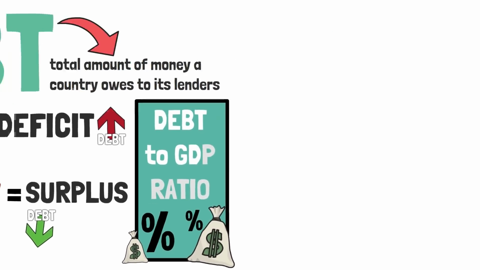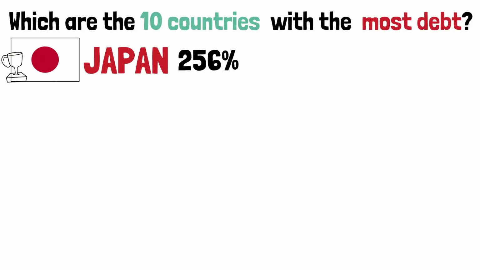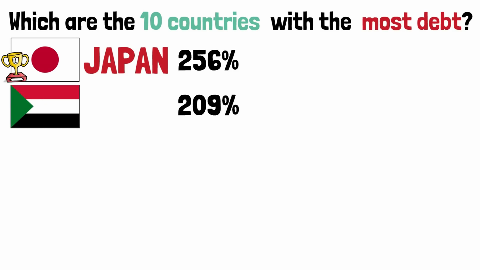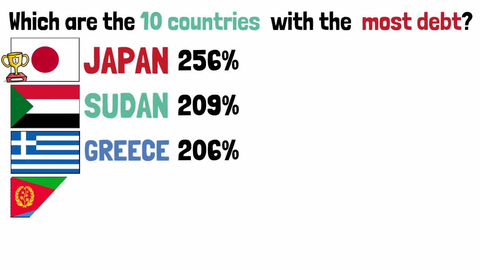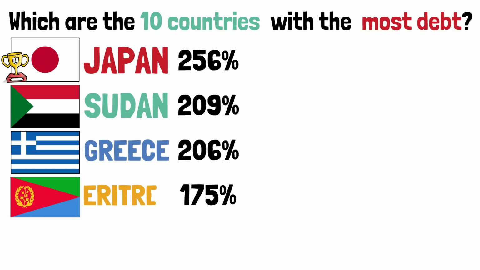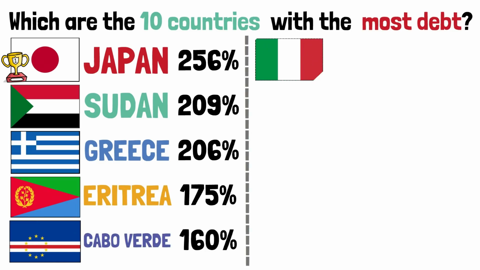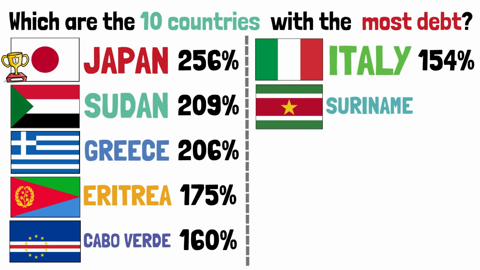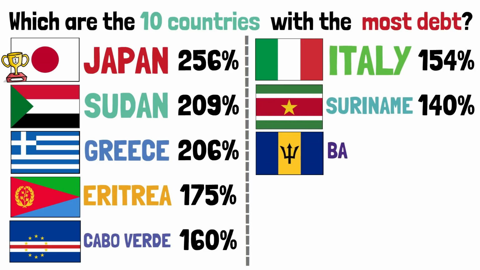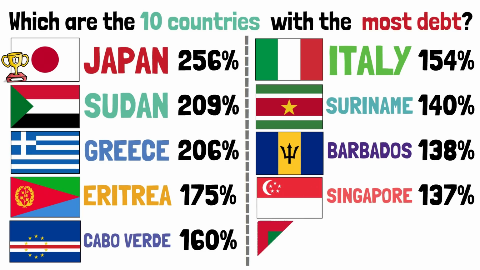So now let's jump right into it. Which are the 10 countries worldwide with the most public debt? Remember, this is always referring to debt as a percentage of GDP, and I'm using the data from the International Monetary Fund from 2021. First is Japan with a debt of 256%, Sudan at 209, Greece at 206, Eritrea at 175, Cabo Verde at 160%, Italy at 154, Suriname at 140, Barbados with 138, Singapore 137, and the Maldives 137 also.